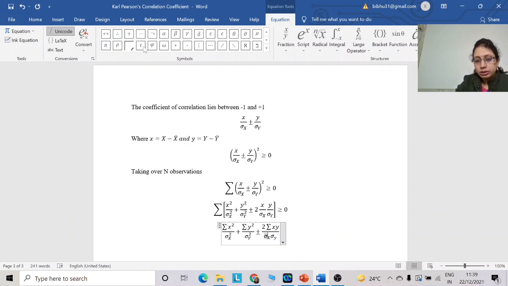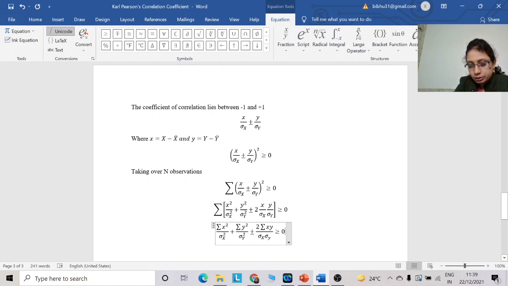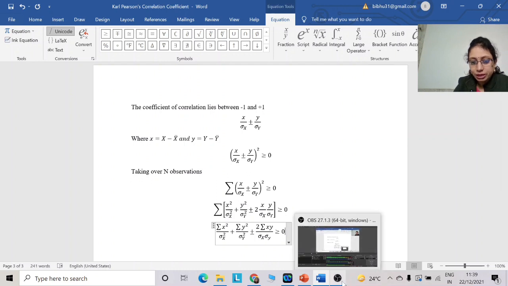Okay, so this definitely will be greater than or equal to 0. Now, what we'll do, so summation x square, standard deviation of x square, summation y square, standard deviation of y square, okay, and 2 summation xy, standard deviation of x, standard deviation of y. So we'll now replace these values.